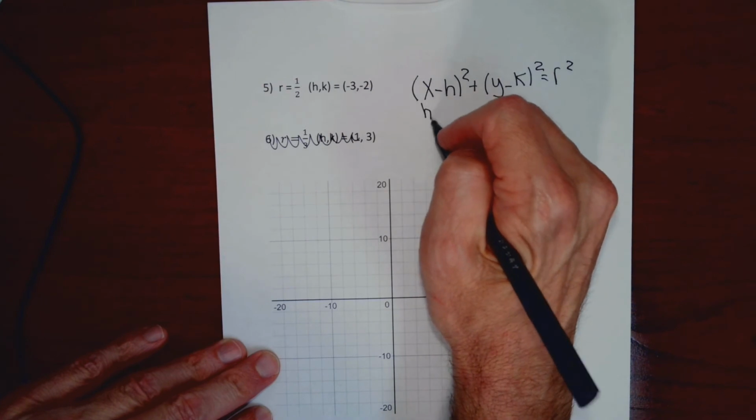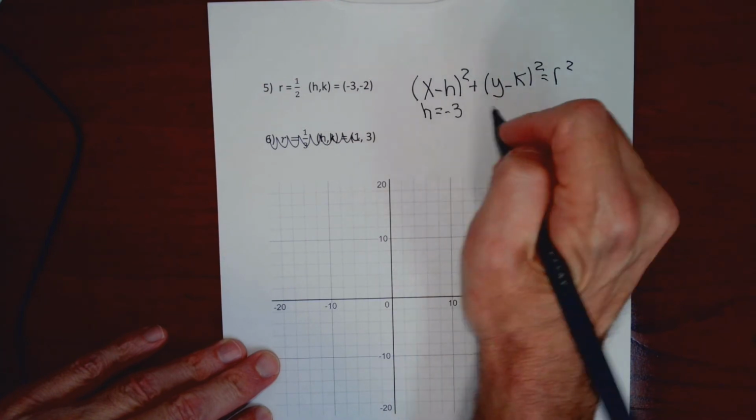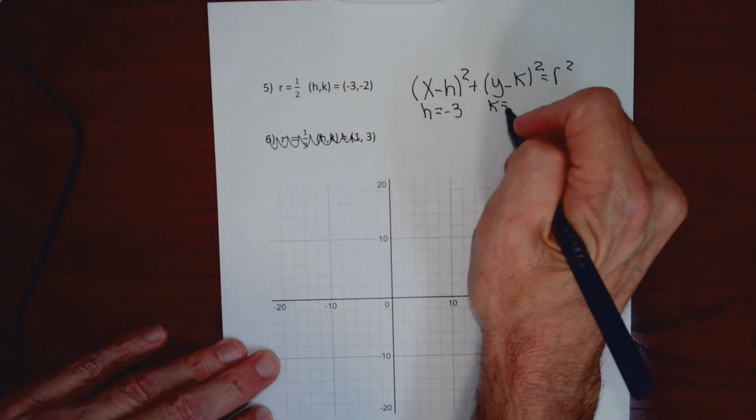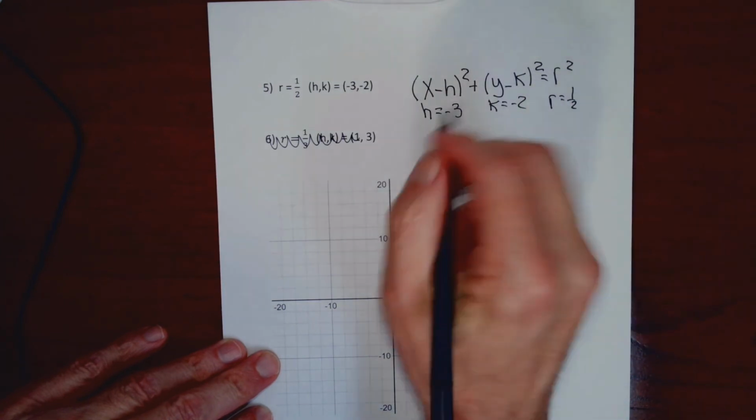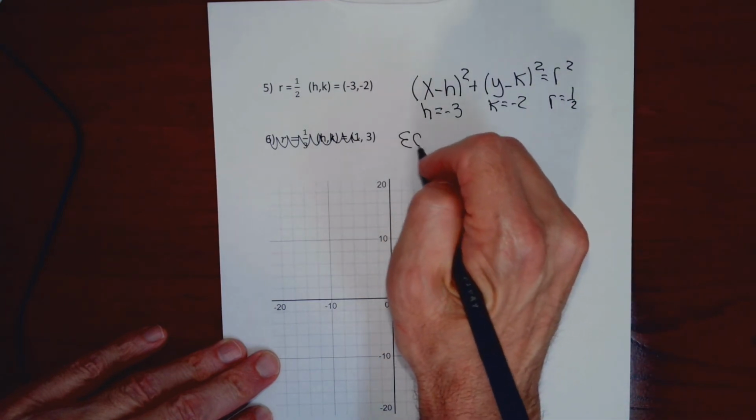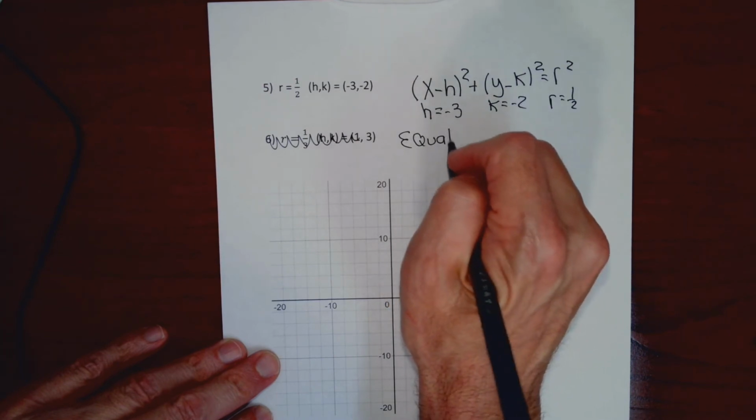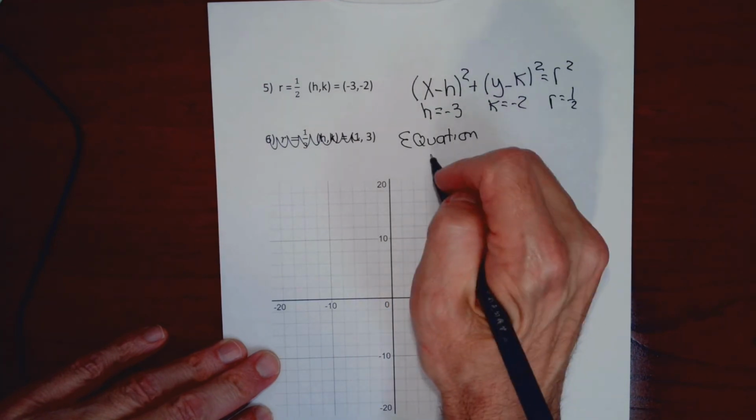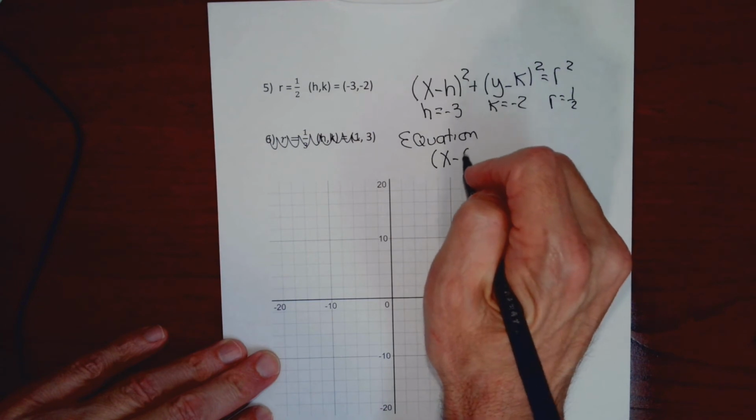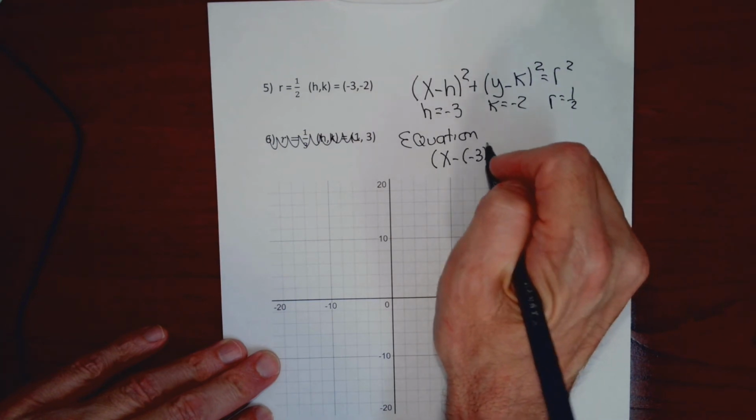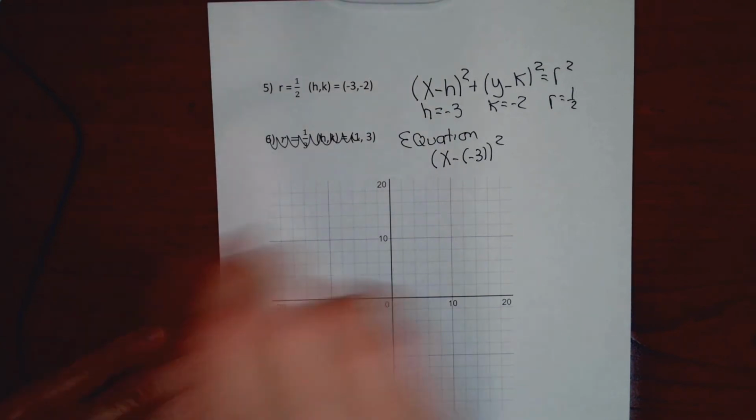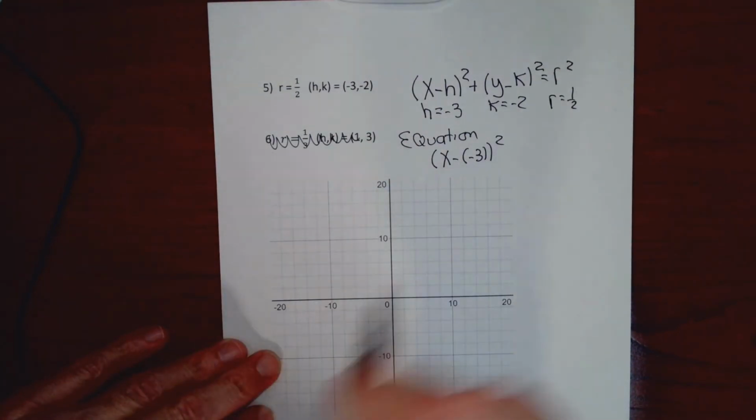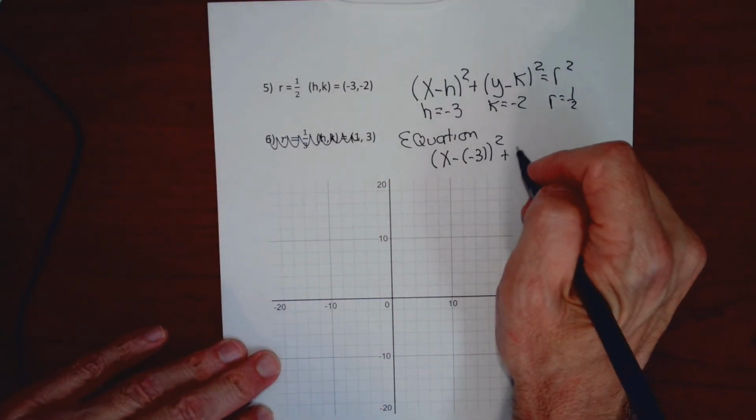And I tell you that h is negative 3, that k is negative 2, that r is 1/2. So the equation of this circle, I'm just going to start calling it equation, is going to be x minus negative 3 squared. That double negative, you need it with the parentheses. You can make that x plus 3 squared, but I think it'll mess you up.